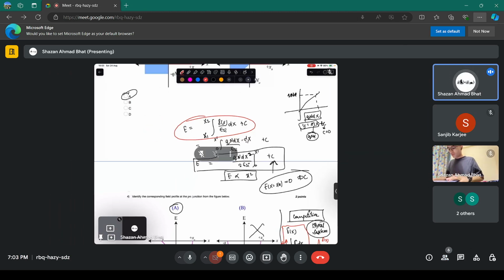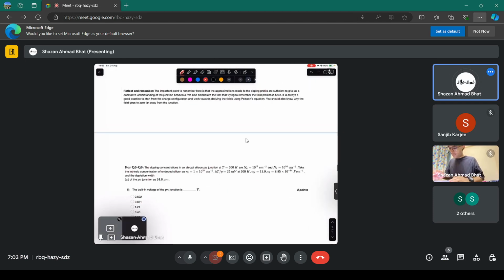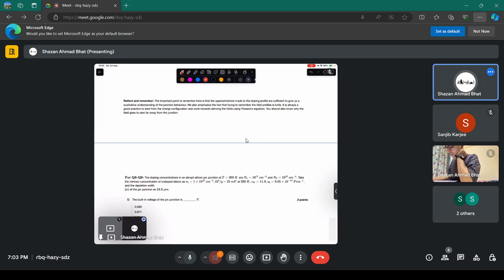Okay, so let's move on to the other question. So the answer of this question is A. Now, there's a remember and reflect part. Let's read that. The important point to remember is that the approximation made to the doping profile is sufficient to give us the qualitative understanding of junction behavior. Field profile is futile. It's always good practice to start. You should always know why the field goes to zero far away from the junction.